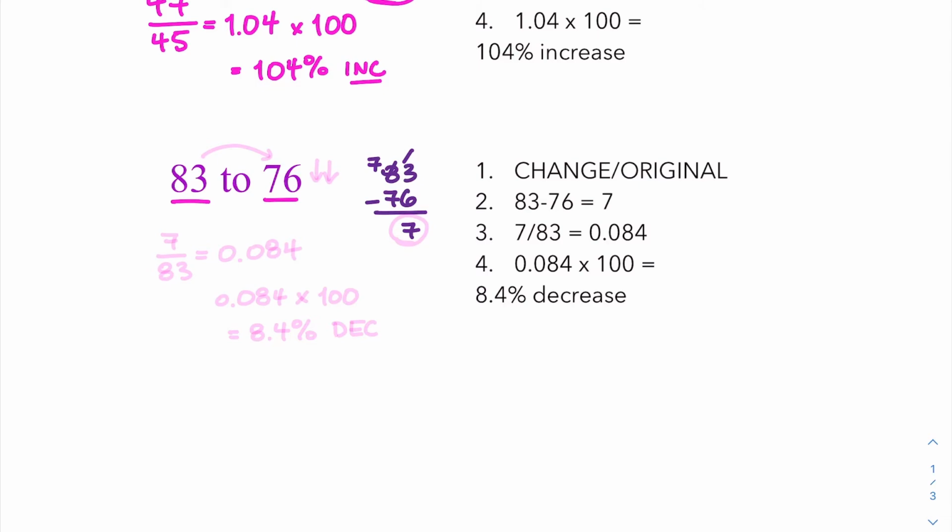So 83 minus 76, our difference or our change is 7. So 7 over the original 83. If you plug that into a calculator, you'll get that that's 0.084. And then in order to find the percentage value of that, we take that decimal and we multiply it times 100. So that's going to give us 8.4%. And this is a decrease because the value went from 83 to 76. This is going down in value.